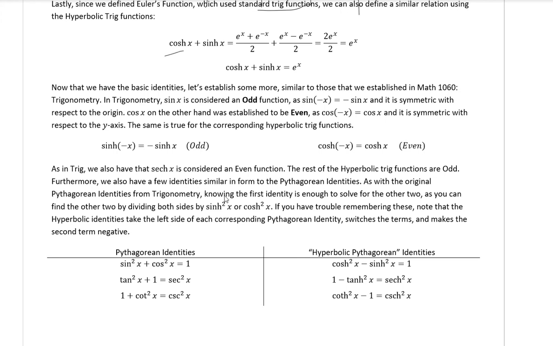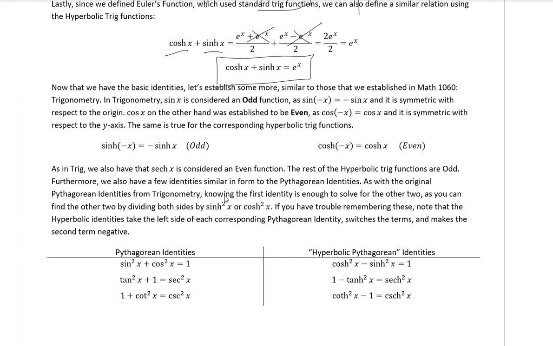If we add cosh plus sinh together, know that they're both over 2, so they're very easy to combine. And what you notice is that the plus e to the negative x and the minus e to the negative x will cancel each other out, leaving just 2e to the x over 2, or just e to the x. So we get something that looks a lot like Euler's function. Just cosh plus sinh equals e to the x.